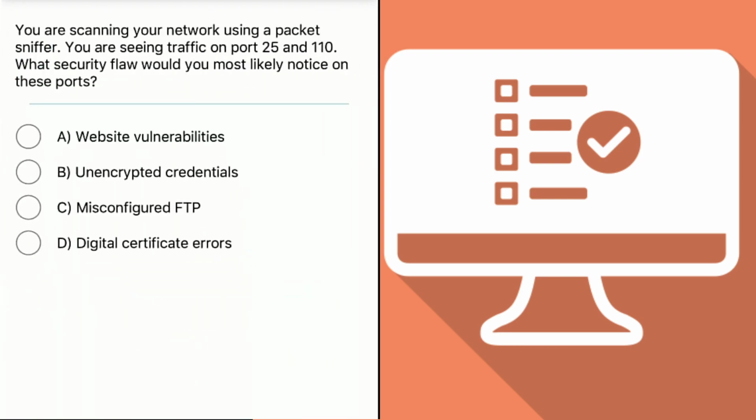You are scanning your network using a packet sniffer. You are seeing traffic on ports 25 and 110. What security flaw would you most likely notice on this port? A. Website vulnerabilities. B. Encrypted credentials. C. Misconfigured FTP. D. Digital certificate errors.